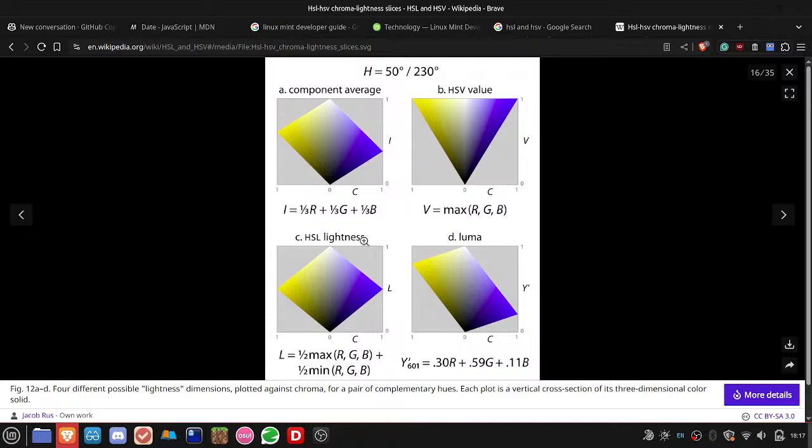Component average, this is what our HSI does. It takes the mean and it gets stuff like this. Max RGB, what is the max here? The max in between R, G and B. Luma might be one of the best alternatives for this.